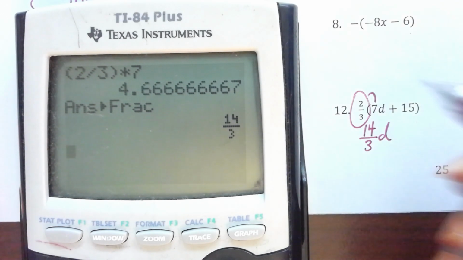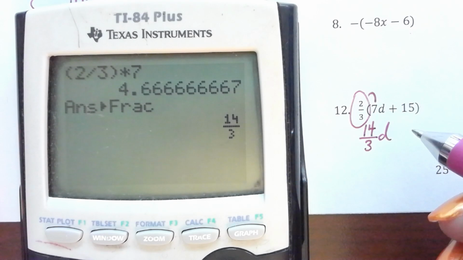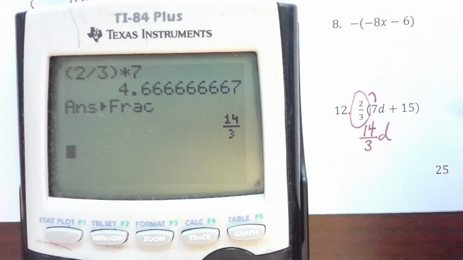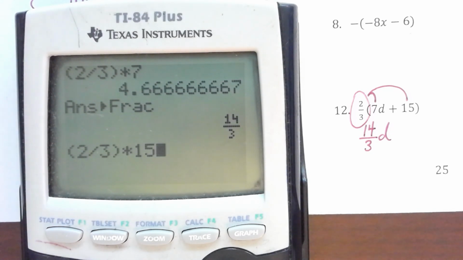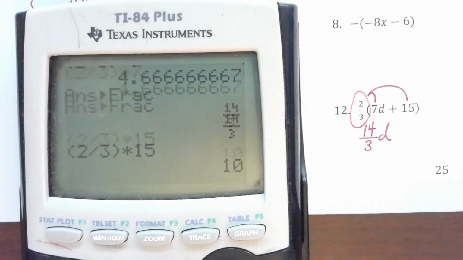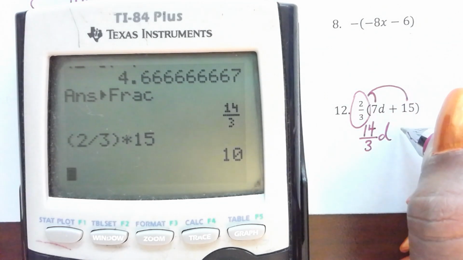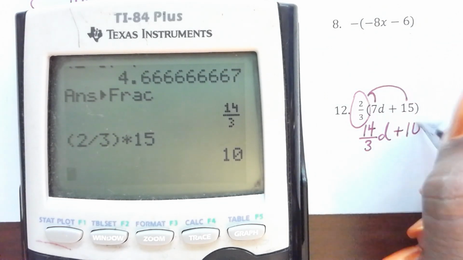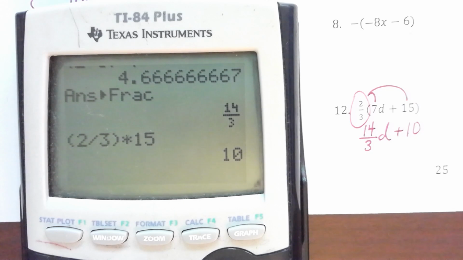Is this the answer? No, because am I done distributing? No. What's being multiplied next? 2/3 times 15. Get that one typed in? What y'all end up getting? 10. So what should be after that D? Plus 10. Is that in standard form? Yeah. Because it's the constant last.